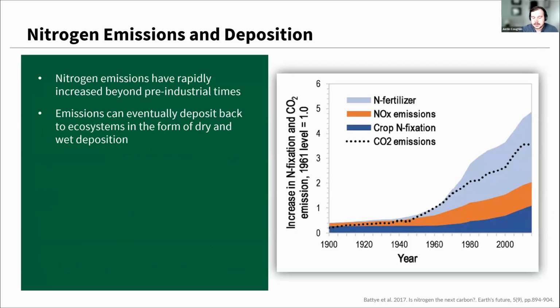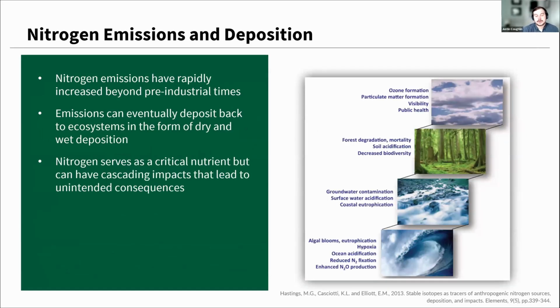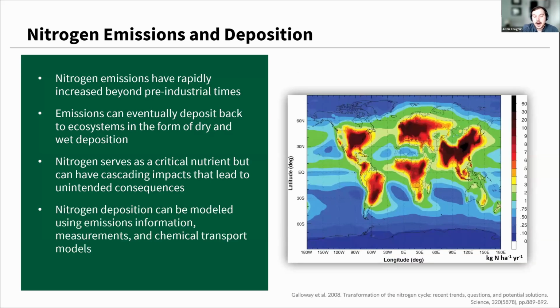Nitrogen emissions have rapidly increased beyond pre-industrial times, primarily due to fertilizer production as well as fossil fuel combustion. And these emissions can eventually deposit back to ecosystems in the form of both dry and wet deposition. And while nitrogen serves as a critical nutrient for plants, it can also have cascading impacts that lead to unintended consequences in ecosystems such as soil acidification and coastal eutrophication. And we can model nitrogen deposition using emissions information, measurement data, as well as chemical transport models.